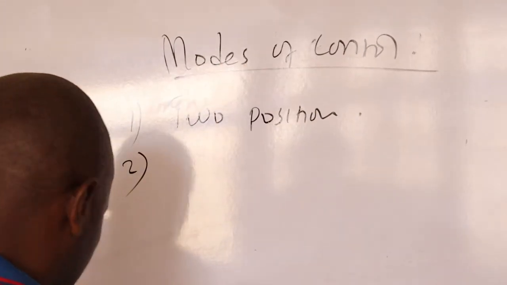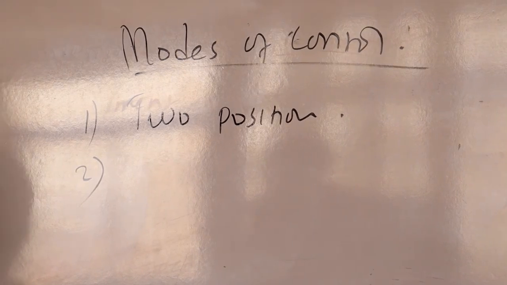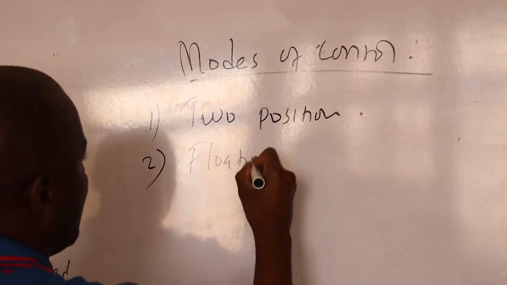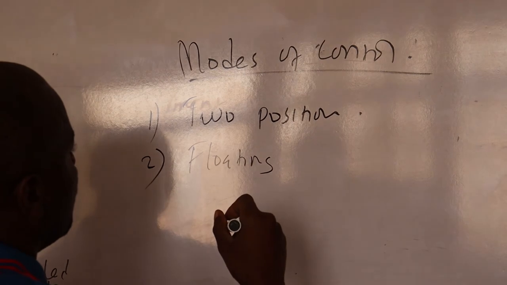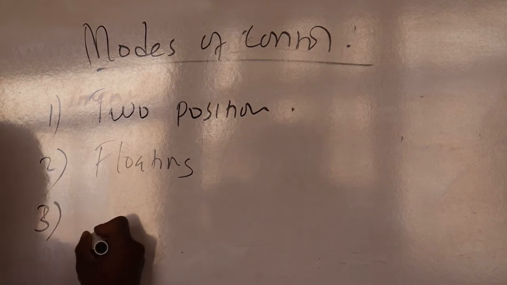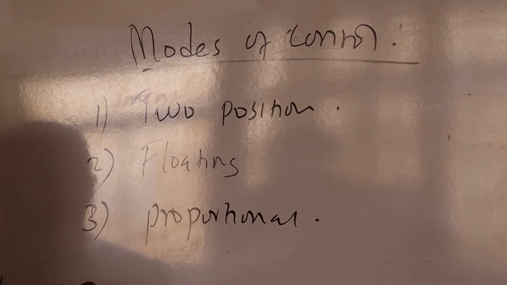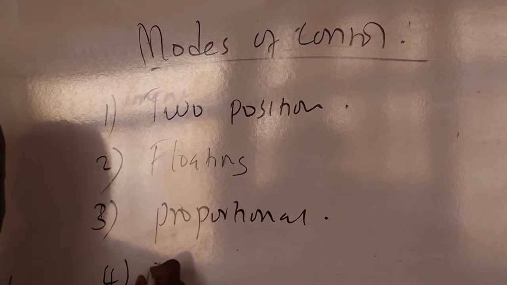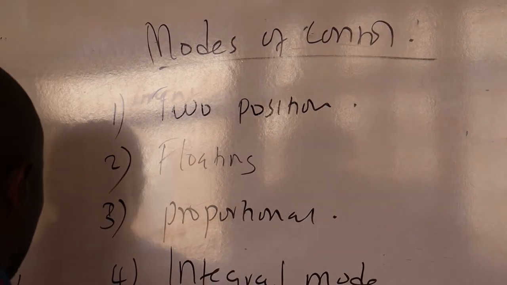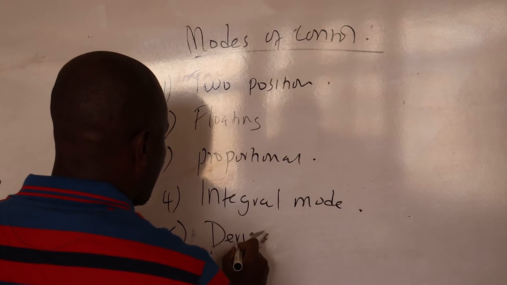These are what we now refer to as the modes of control, and we've said that the modes of control are basically how the controller acts in order to restore the controlled variable to its desired value. The second one is floating, which is just a modification of two position. Then the third one is the proportional mode. The fourth one is the integral mode. Then the fifth one is the derivative mode.